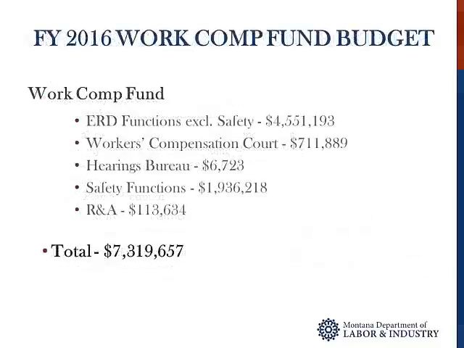In earlier slides, we broke down the functions covered under the assessment. Here we have broken down the budget for each area for fiscal year 2016. The budget for all the Employment Relations Division functions, excluding safety, is approximately $4.5 million. The Work Comp Court budget is $711,000. The Hearings Bureau receives approximately $6,700 of the current assessment, and the safety functions performed by the department have a budget of approximately $1.9 million. The Research and Analysis Bureau receives approximately $113,000. The total fiscal year 2016 budget for the Work Comp Fund is $7.3 million.